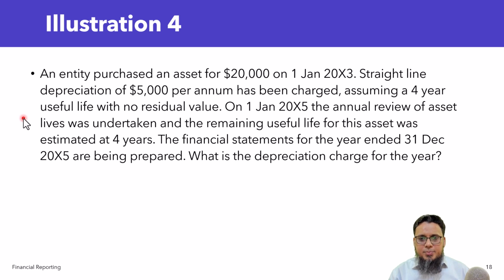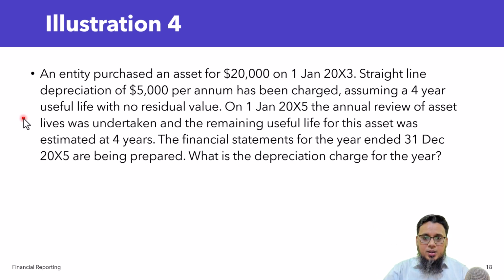So, an entity purchased an asset for $20,000 on 1st Jan 20x3. Straight line depreciation of $5,000 per annum has been charged, assuming a 4-year useful life with no residual value. On 1st Jan 20x5, the annual review of asset lives was undertaken, and the remaining useful life for the asset was estimated at 4 years.